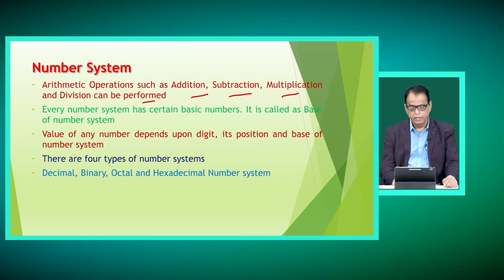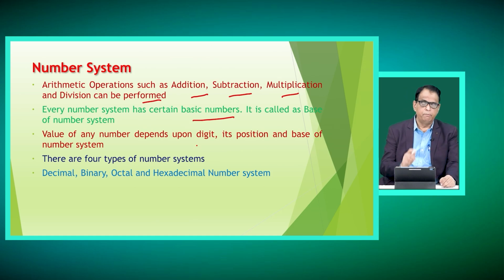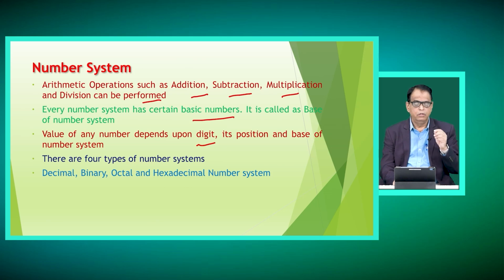On these numbers. Whenever we think of any number system, every number system has a base, which is the count of the basic numbers of the number system. For example, the basic numbers of the decimal number system are 10. It means that there are 10 basic numbers, and therefore the base of the decimal number system is 10. Also, the value of any number depends upon the digit and its place, its position.